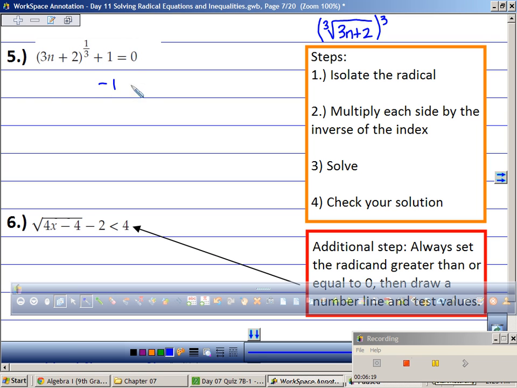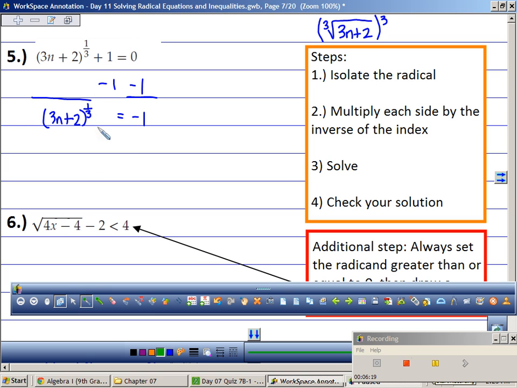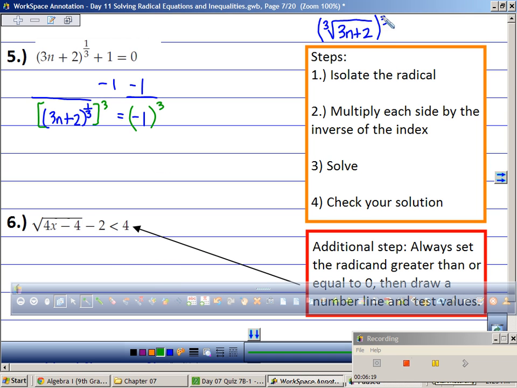So first I'm going to subtract 1 from both sides. Then I have (3n plus 2) to the 1/3 equals -1. What's the inverse of 1/3? 3/1. So I'm going to cube both sides. It's the same thing as doing that.